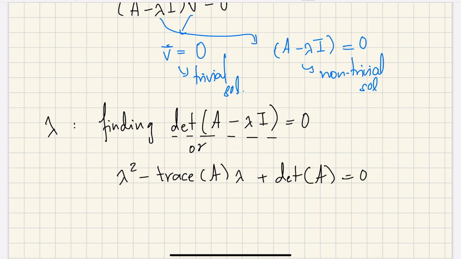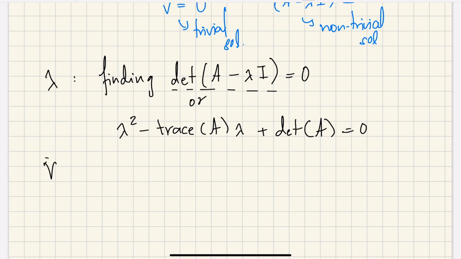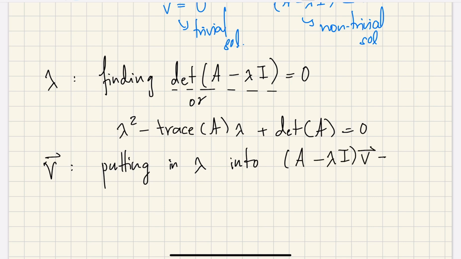And then individually, you will find the eigenvector by putting the eigenvalues into (A minus lambda I) v = 0. Let's see this whole business with an example.